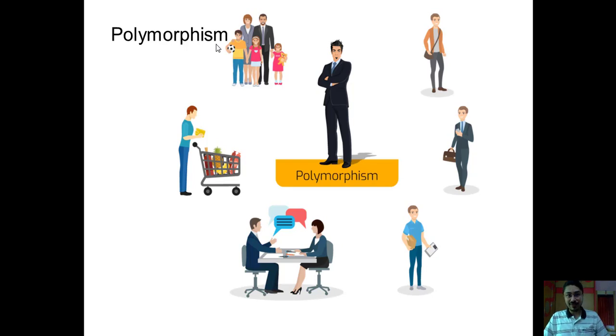Here one example is given, a person. Once the person is in the family, he behaves differently. Once he goes to the office, he behaves differently. Once he is in a meeting, he behaves differently. Once he goes shopping, he behaves differently. Based upon the circumstances, based upon the surroundings, a person behaves differently. But the person is not different. The person is the same, but he exhibits different behavior, depending upon the circumstances and surroundings. So that is nothing but polymorphism.